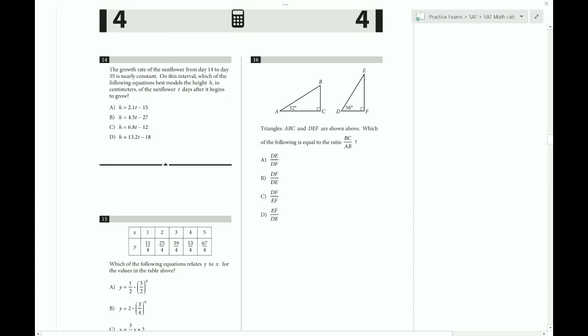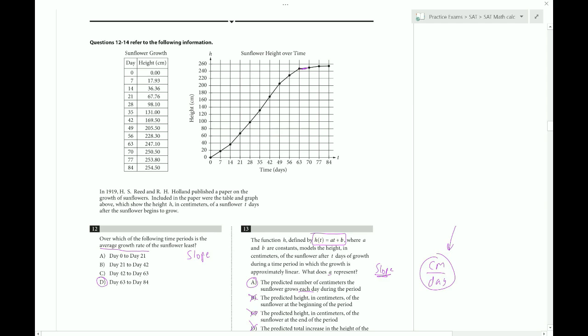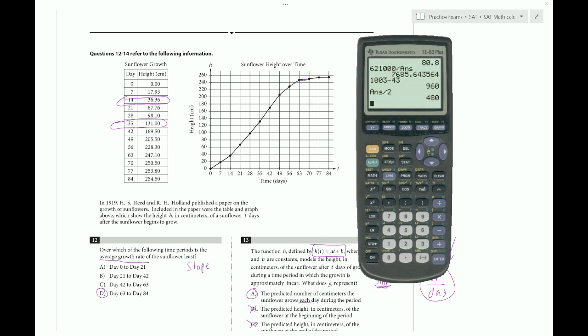14. The growth rate of the sunflower from day 14 to day 35 is nearly constant. On this interval, which of the following equations best models the growth? Okay, so we can find the slope. That's usually the best way to do these. So from day 14 to day 35. So day 14 is here, and day 35 is here. So if we do a change in y over change in x, that'll give us the slope.